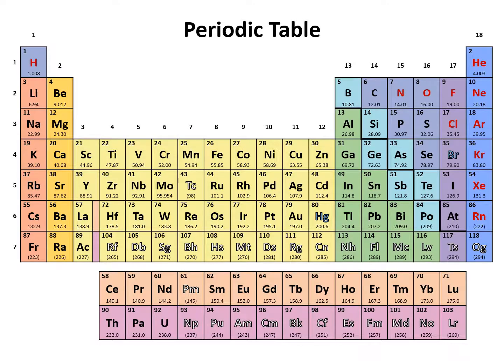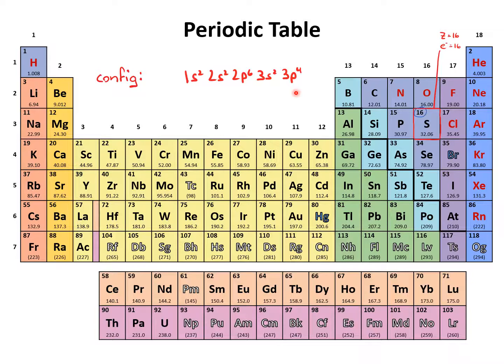Next, we're asked to write the electron configuration for sulfur, which is atomic number 16 in the periodic table. And therefore, we know that sulfur should have 16 protons and 16 electrons. And so the electron configuration for sulfur should be 1s2, 2s2, 2p6, 3s2, 3p4, which is the correct electron configuration for sulfur.